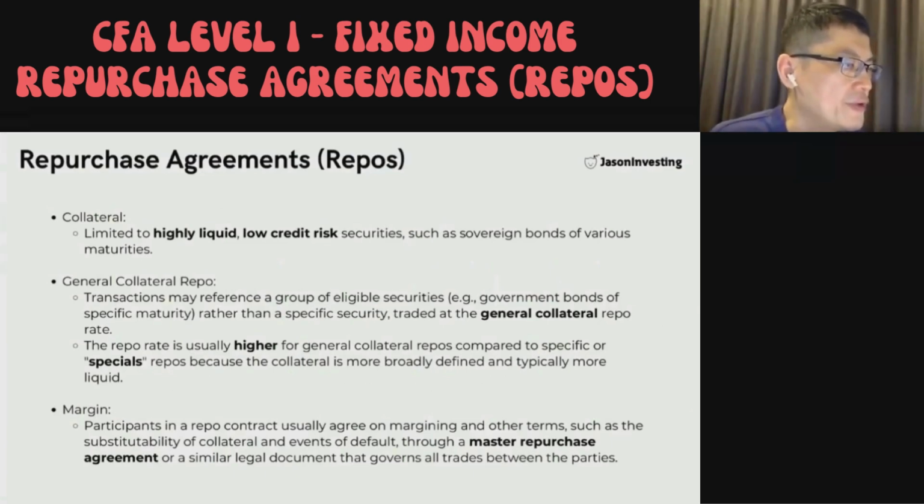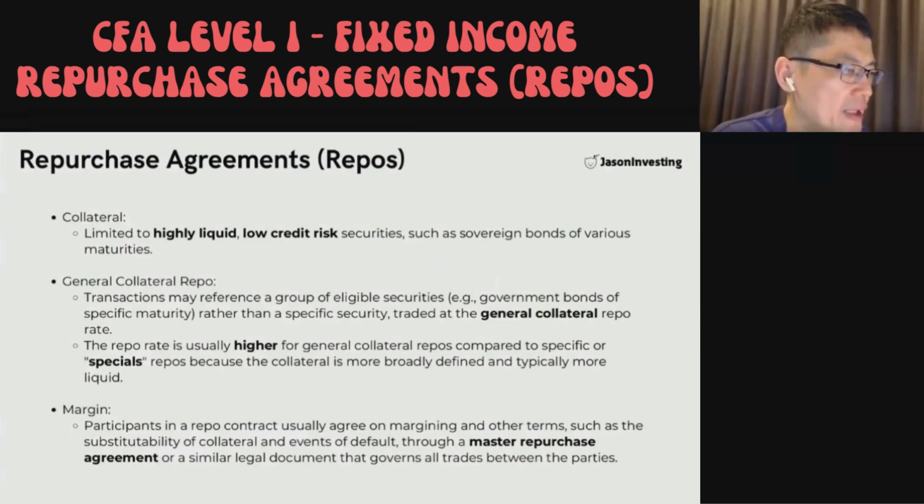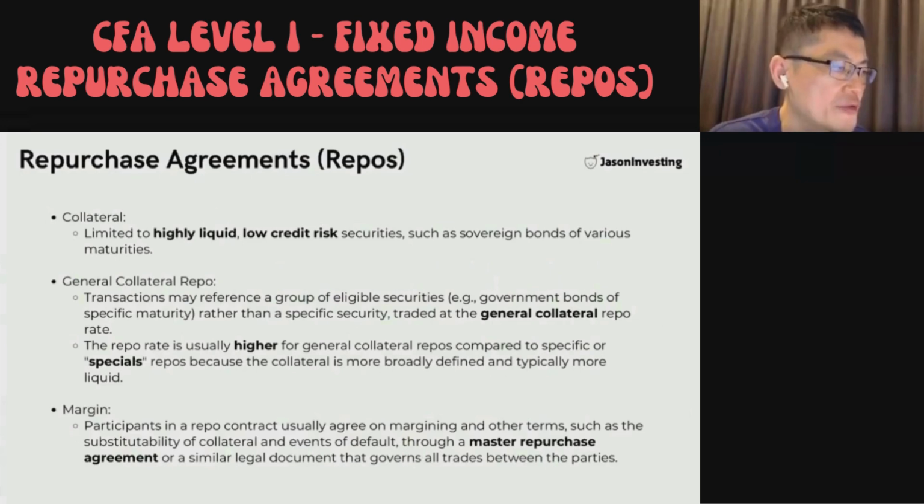Transactions may reference a group of eligible securities rather than a specific security, and these are traded at a general repo rate. This repo rate is usually higher than for a specific security because it is general. It is an advantage for the seller because it's easier for the seller to find the security to sell. So in order to compensate the buyer, the repo rate is usually higher.